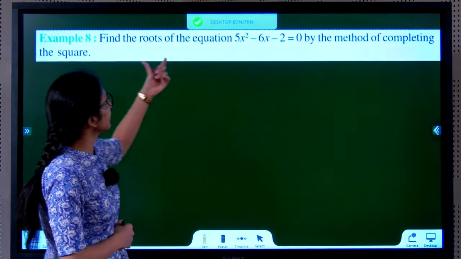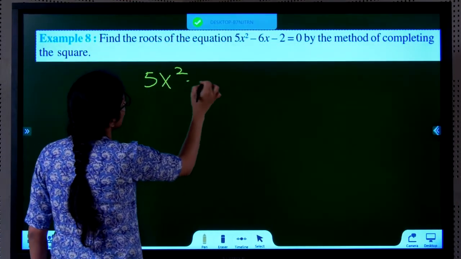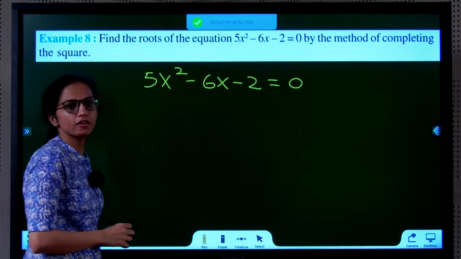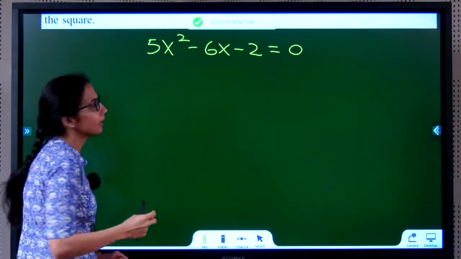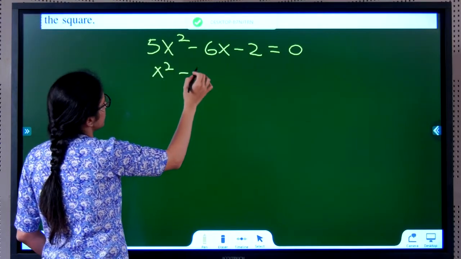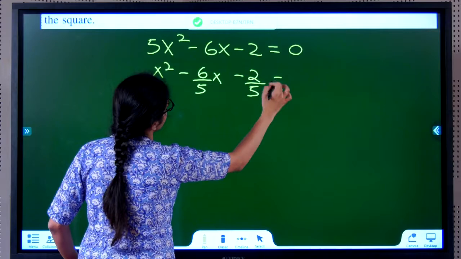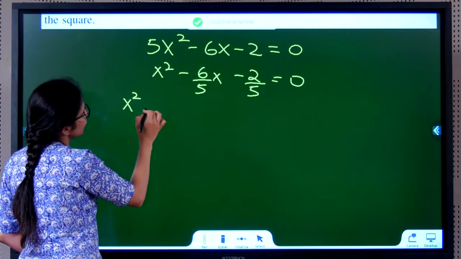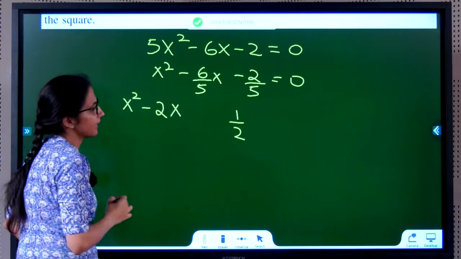Example 8. Find the roots of the equation 5x square minus 6x minus 2 is equal to 0 by the method of completing the square. Now you've already seen two sums, so be quick. Make the coefficient of x square 1. So divide the whole equation by 5. So I am dividing by 5. Next, create a minus 2ab. So x square, you are multiplying and dividing with 2. X is already there, keep it as it is.